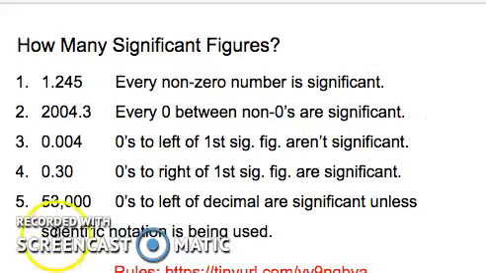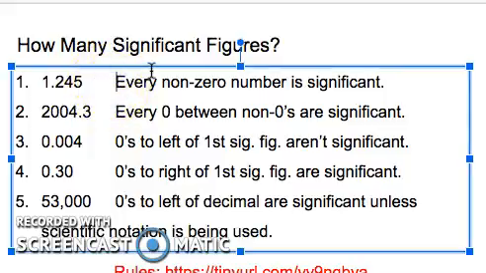Speaking of another slide, I do have some rules that are going to be here, and the question is, how many significant figures are there? One rule I did mention is that every non-zero number is significant. So if I have 1.245, all of these are non-zero numbers. So you would have 4 significant figures here.